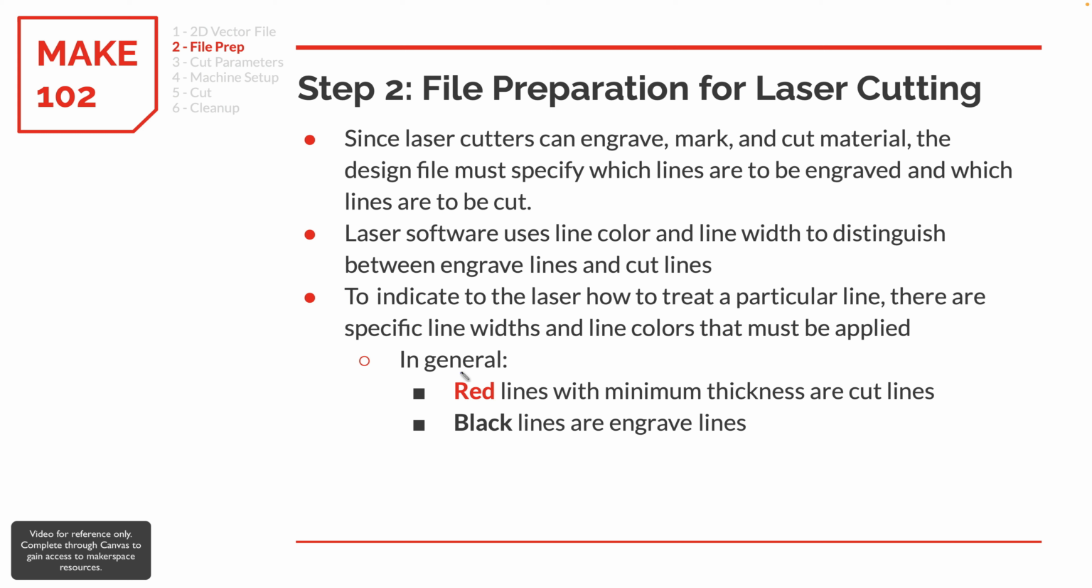By default, the laser treats red lines as cut lines, and these lines have to have the absolute minimum thickness. So if you have thick lines, the laser will not treat them as cut lines. So they have to be red lines with minimum thickness, and there are specific values that you use for that. And for engraved lines, the laser will treat black lines as engraved lines. Now these are the defaults. There are ways to do more than just cut and engrave, like we can score and we can cut to different depths, but that is an advanced feature that you can learn later once you've mastered the basics.